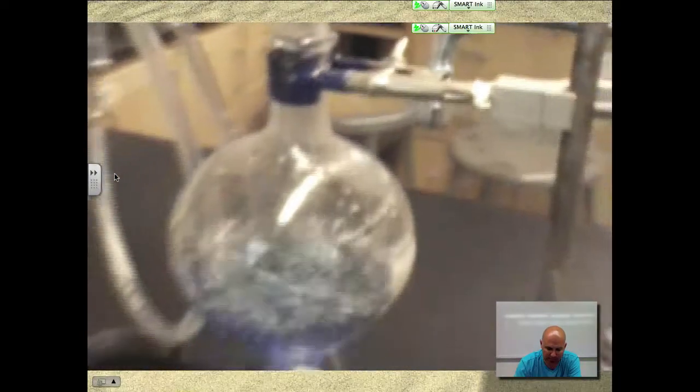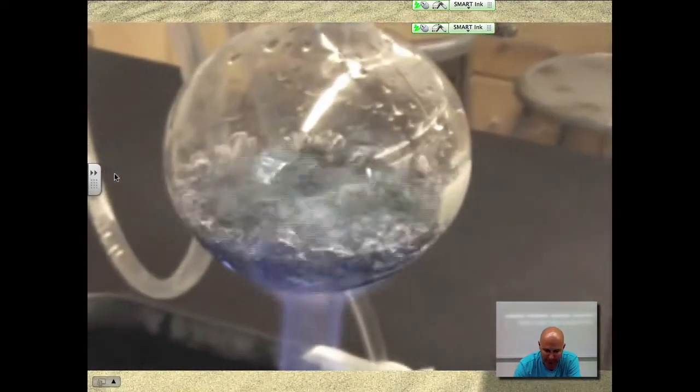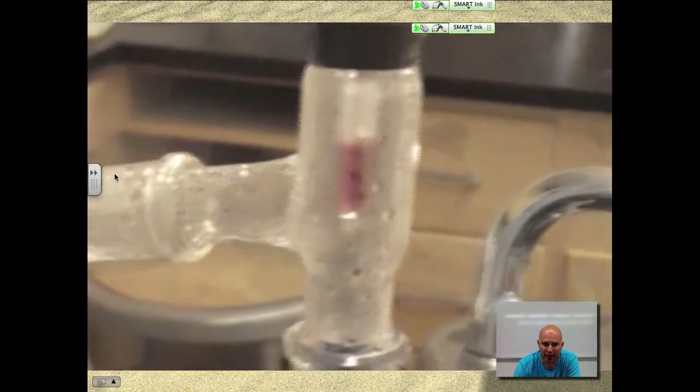It's not going to go above 100 because we're really just taking the temperature of the steam. And since we're taking the temperature of the steam, it's 100 degrees. Notice the thermometer is not in the liquid. It's in the steam, 100 degrees.